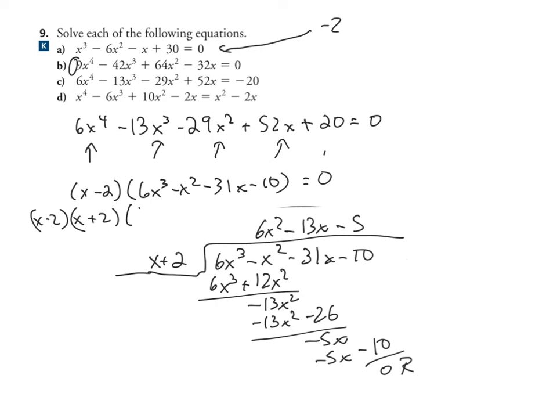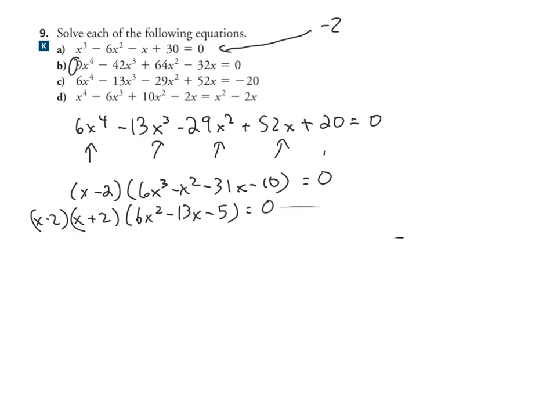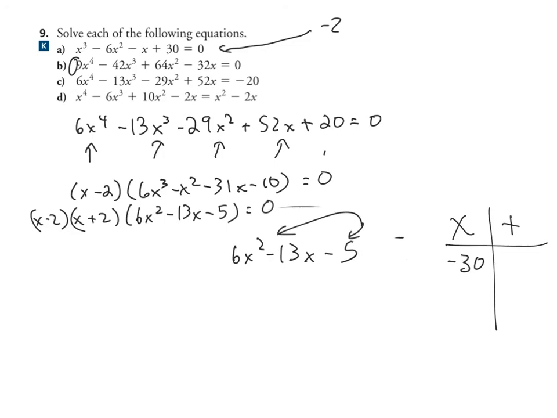So here we got 6x squared minus 13x minus 5, that equals 0. Let's erase this. And we still have to decompose this quadratic right here. And so let me do that. So I got 6x squared minus 13x minus 5. I want two numbers that multiply to give negative 30, which is negative 5 and 6, and they have to add to give negative 13.